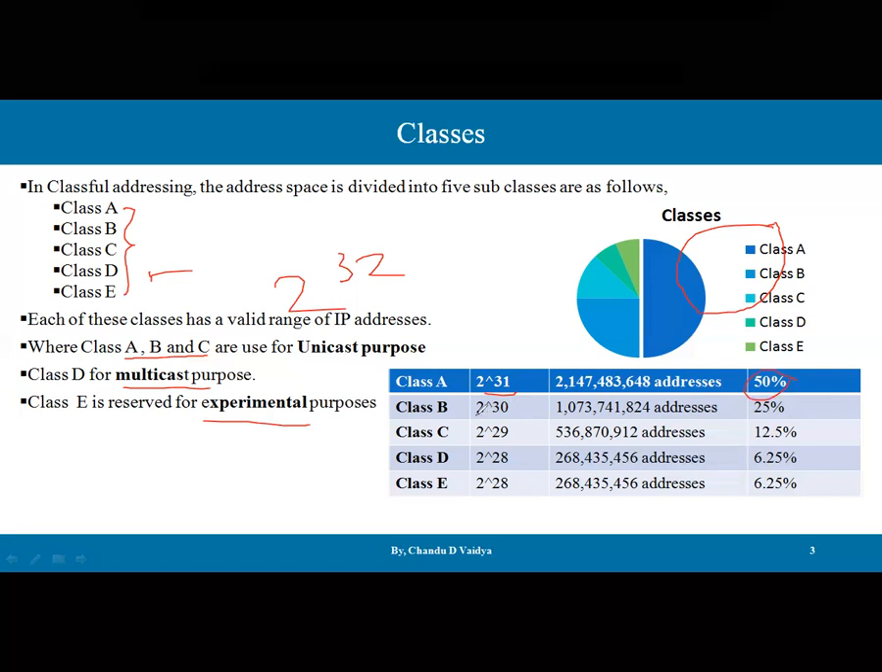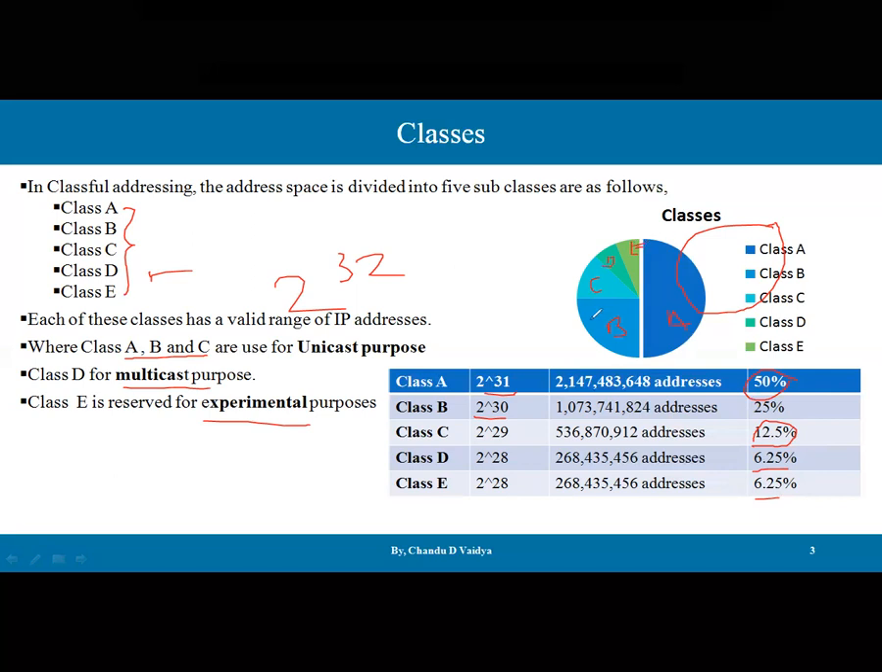Class B has 2 to the power 30, more than 1 billion addresses, which is a 25% share of the total. Class C has 2 to the power 29, which is 12.5% of the total. And class D and E each have an equal share of 6.25%.